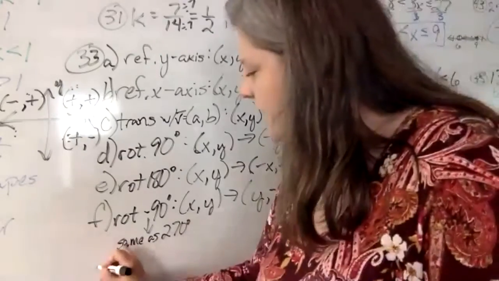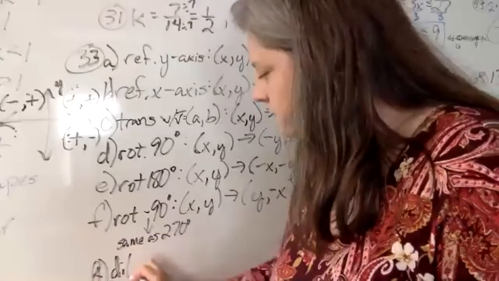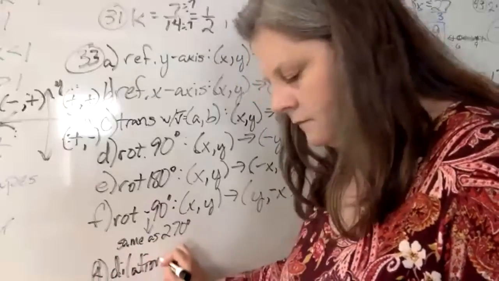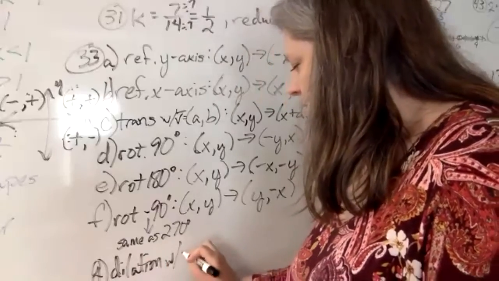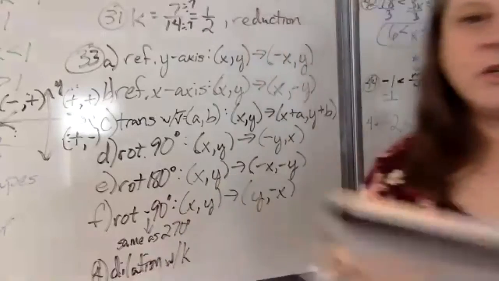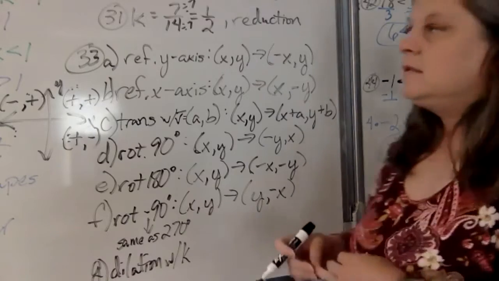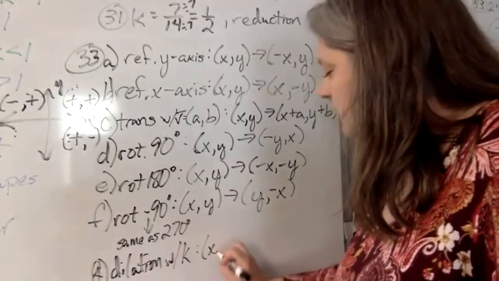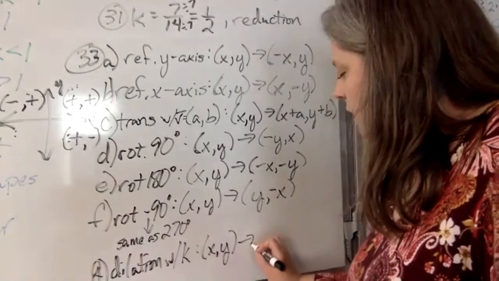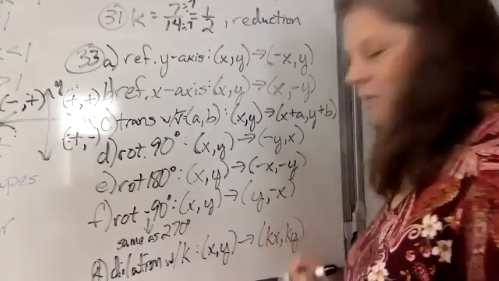And then for the last one, for G, it's a dilation with K as its scale factor, okay? So basically what you do on a dilation is multiply by the scale factor. So my original point is X and Y. So my new point would be K times X, K times Y.